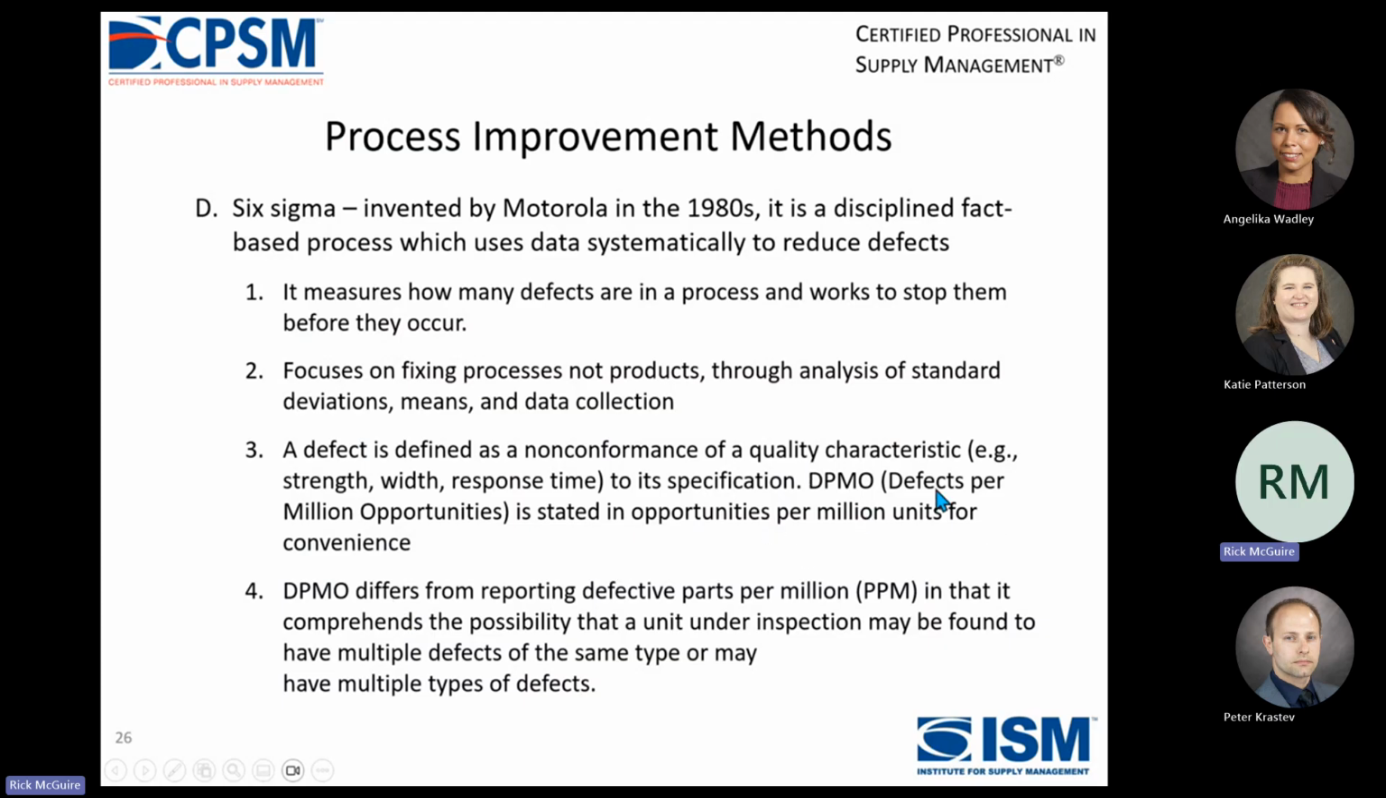So in true Six Sigma, something like a lift axle can have a lot of defects. But in actuality, what we use is NCP tags, and we usually will only put one NCP tag on a lift axle, even though it may have 15 different defects on it. DPMO differs from reporting defective parts per million, which is what we do. DPMO comprehends the possibility that a unit under inspection may be found to have multiple defects, but that's a little bit of extra work that we don't really do.